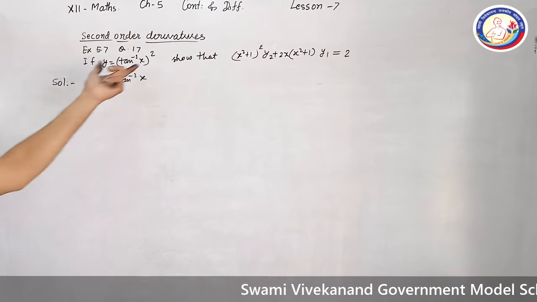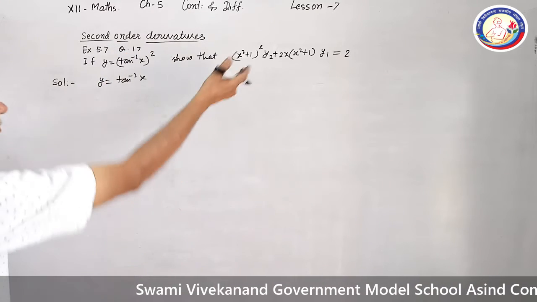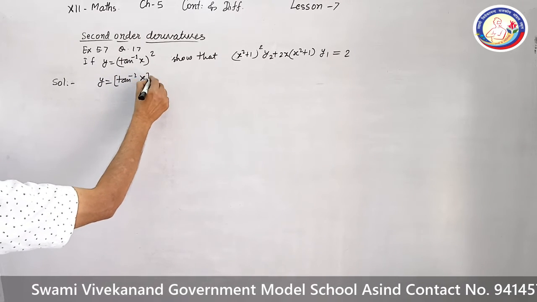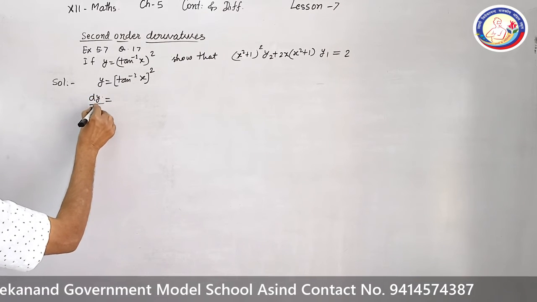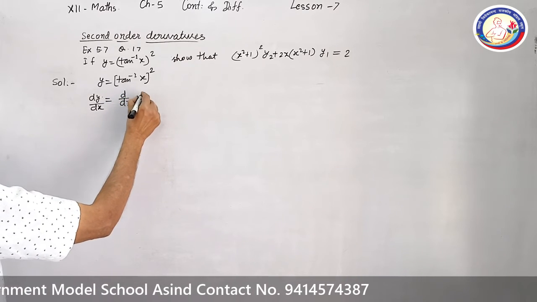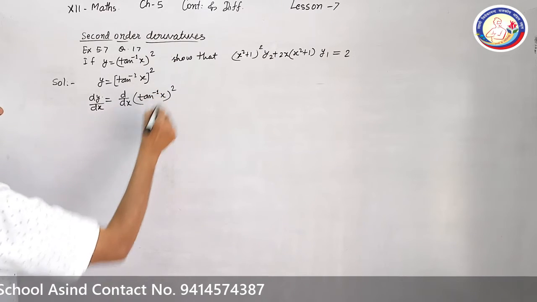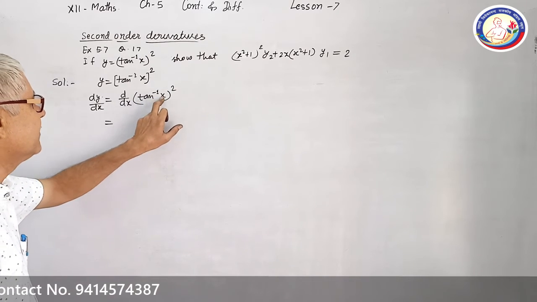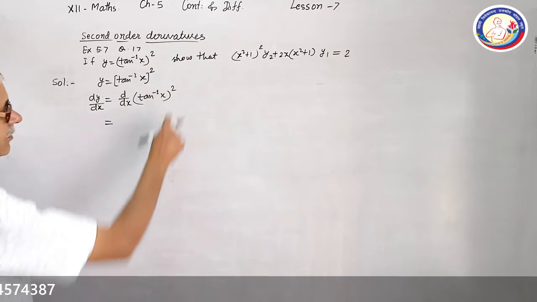Now I am taking question number 17 of your textbook. We have to show this. Given that the function is y equal to tangent inverse x whole square. Derivative of y with respect to x will be derivative of this. Using the function of function or chain rule formula, first find the derivative of tangent inverse x whole square with respect to tangent inverse x. So this is power 2.